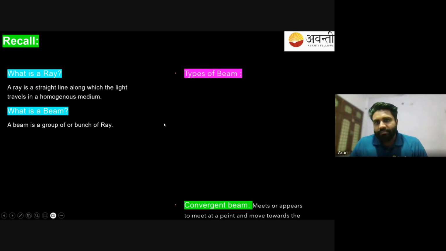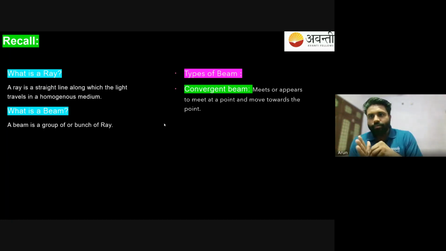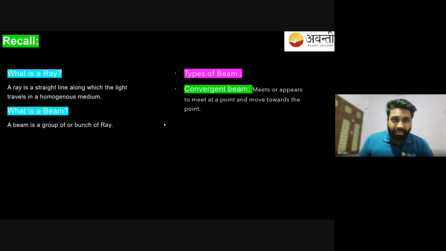There are types of beam we have. So we have the convergent beam. What is the convergent beam? This is a beam which appears to meet at a point and moves toward the point. Let me just draw it for you. So this is the direction, and this is the point of convergence. So you can recall this as the convergent beam.